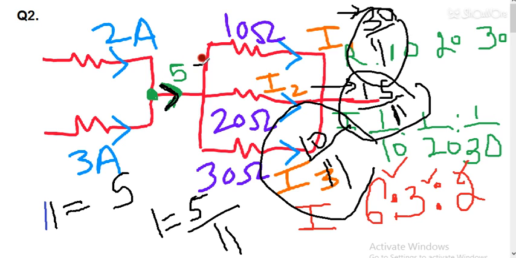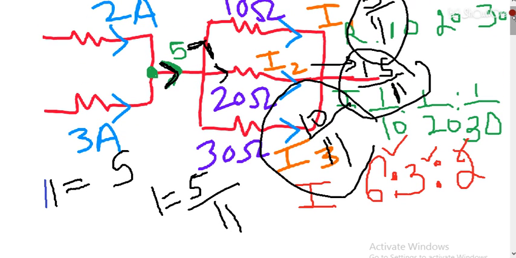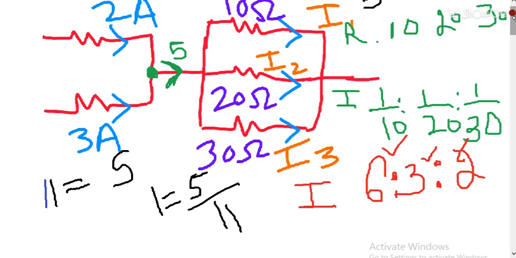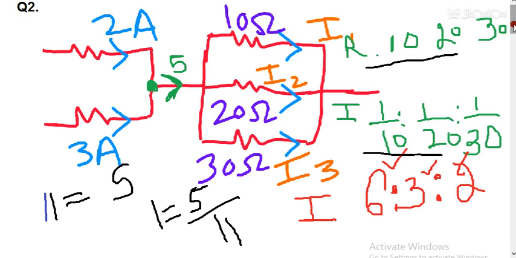So students, sum of current going away from a point is equal to sum of current coming towards a point. Okay, so these three currents are going away and 5 ampere is coming towards. So students, I hope this question is clear. If there is some problem, like some students it seems a little bit confusing. So this was the diagram, this was the resistance ratio, and this was the current ratio. Current ratio will be inversely proportional, current is inversely proportional to resistance.